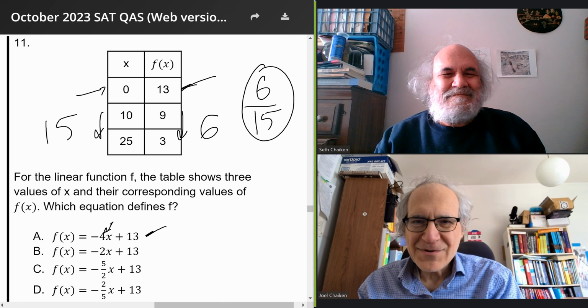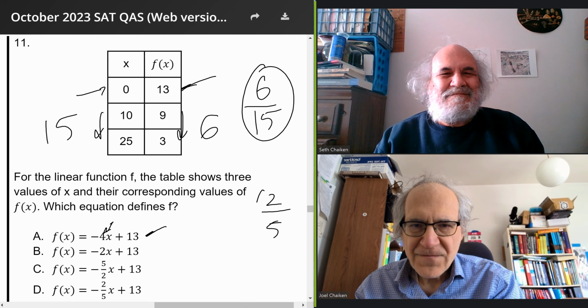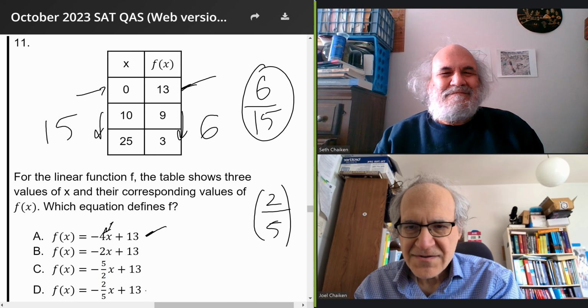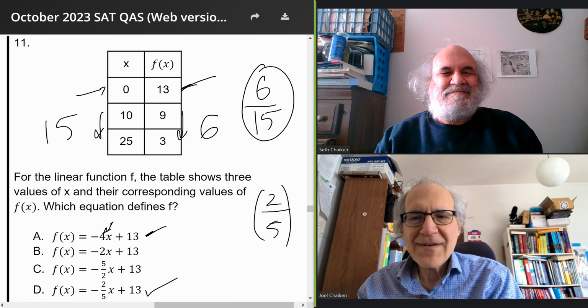So now we have to simplify this. We divide both sides by 3, and we get 2/5. So the only answer is this one. But yes, you're right, it's negative. And it's interesting that they didn't put the positive one in there.